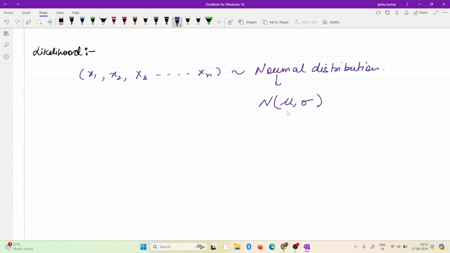If you keep changing your mu and sigma, you will keep getting a new distribution. All of them will be of type normal distribution, but you will keep getting a new distribution. So you don't know the values of mu and sigma, but you know that they follow a normal distribution. You know this assumption. Then using these data points, how can you find mu and sigma? What should be the value of mu and what should be the value of sigma? That is what you have to predict.